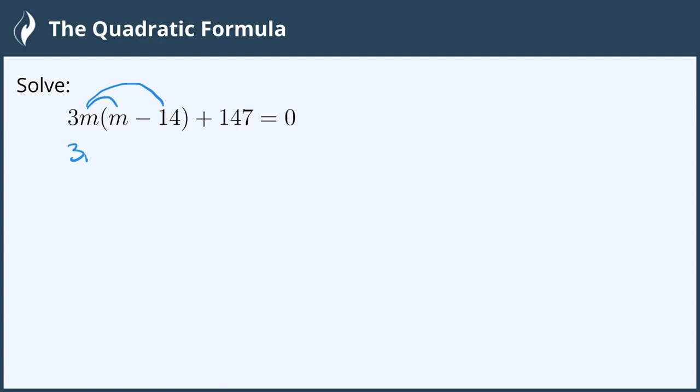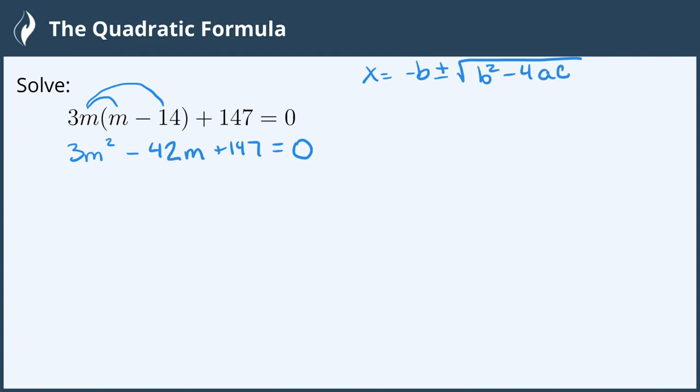So we get 3m squared, and then 3 times negative 14 is minus 42, and that's also multiplied to the m, plus 147 equals 0. Now, because we've been told to solve this using the quadratic formula, let's go ahead and write it out. So we have x equals negative b plus or minus the square root of b squared minus 4 times a times c all over 2a.